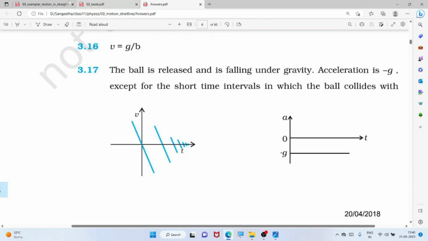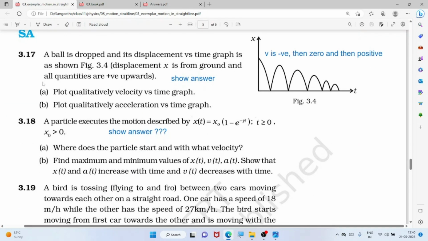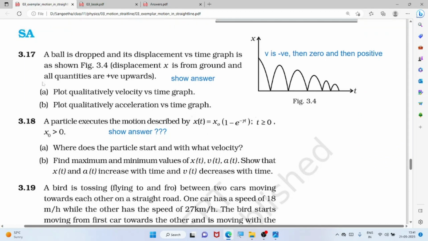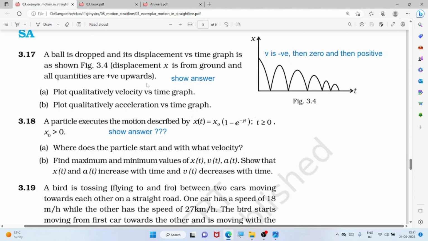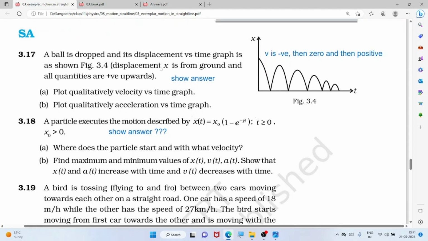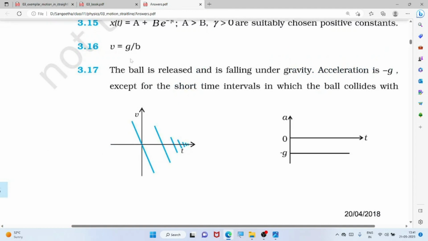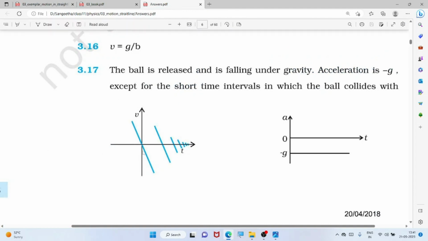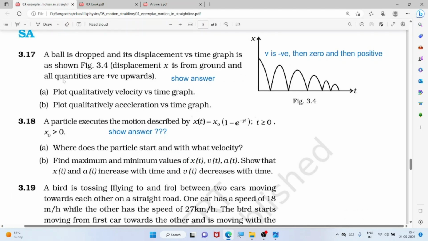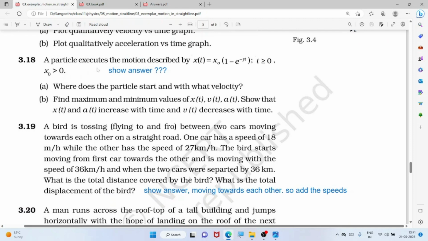A ball is dropped and its displacement versus time graph. Okay, this is the one. Plot the qualitative velocity versus time graph, not only acceleration. 3.17. So this is how velocity varies, positive, 0, negative, positive, 0, negative, and this is the acceleration. The particle executes the motion described by this equation. And the particle starts at 3.18.